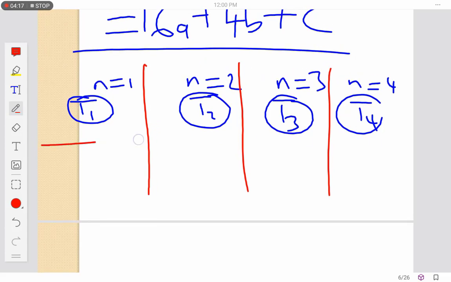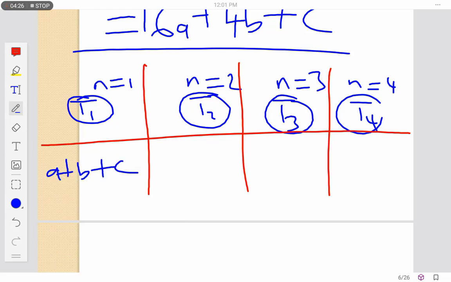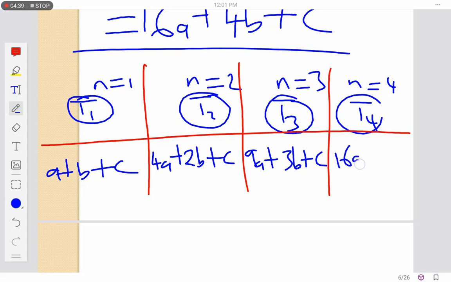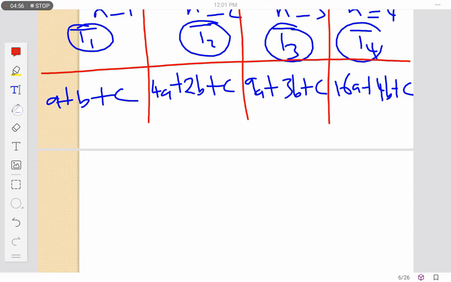Having those terms, for the first one I had a plus b plus c. The second one, I had 4a plus 2b plus c. The third one, I had 9a plus 3b plus c. The last one, I had 16a plus 4b plus c. These are the terms that we got. Now with those terms, what we want to do is find the first difference.